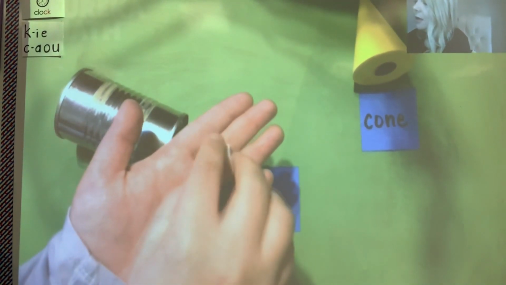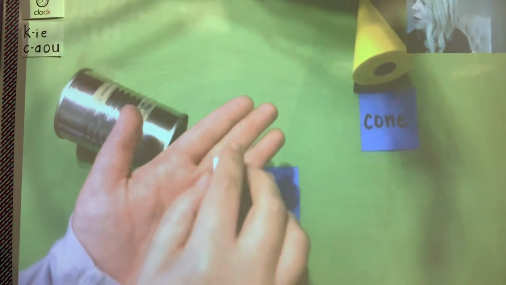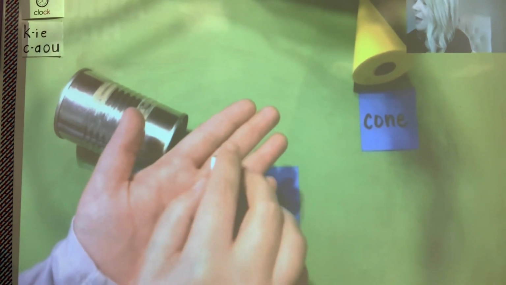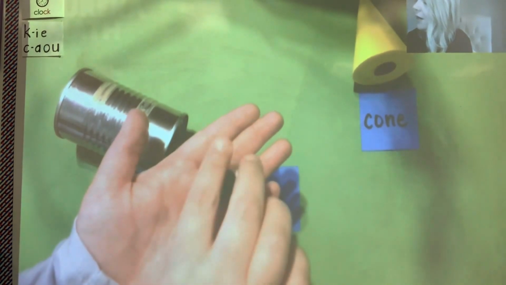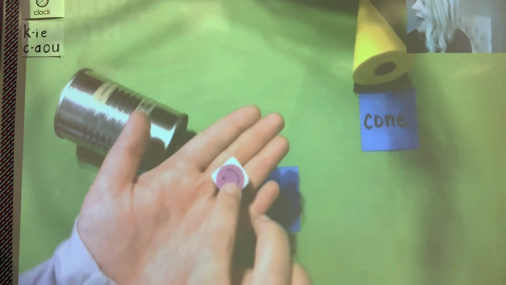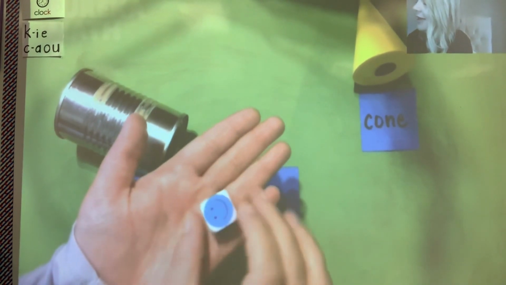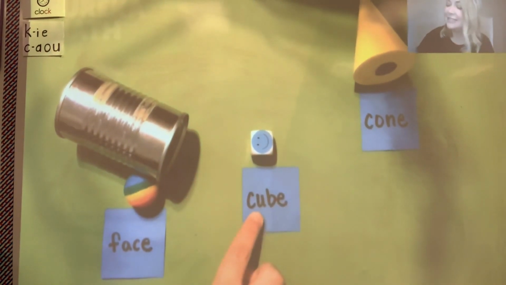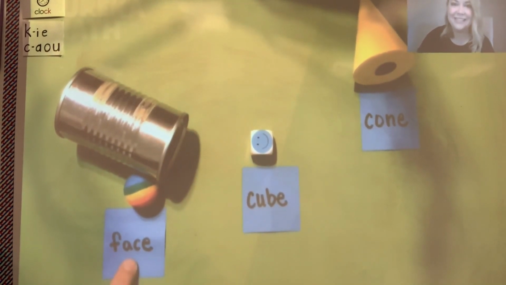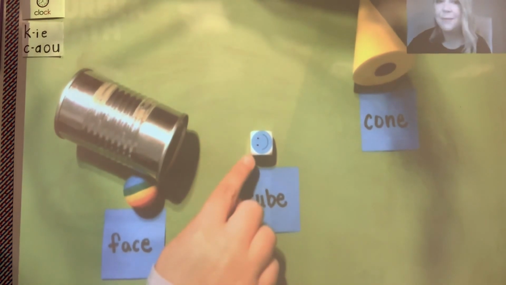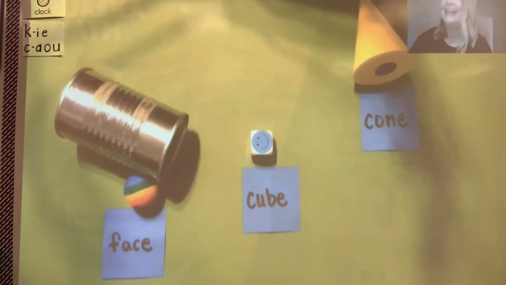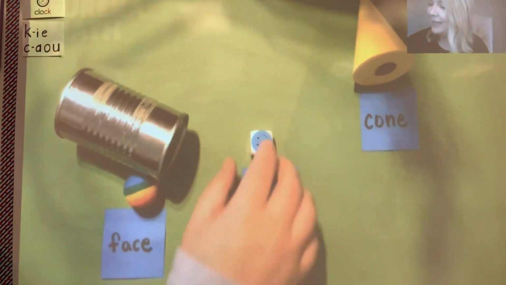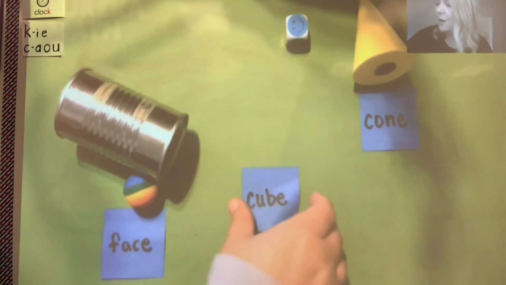1, 2, 3, 4, 5, 6. The cube has 6 faces. What is this shape called? A cube. Let's move it up here with our cone.